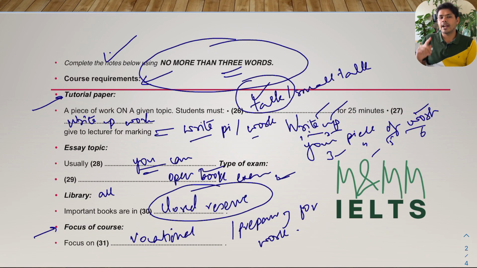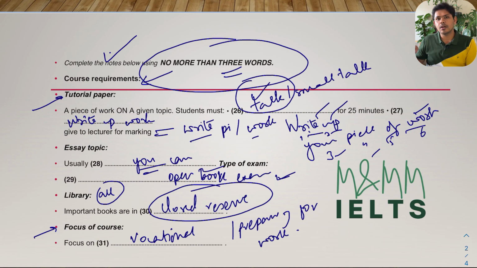Now comes the blank where I've seen a lot of students make errors, because they listen to something and immediately jump to the conclusion that this is the answer, and they write it down. What is it? Next, it says important books are in dash. A lot of students I have seen will write library as the answer. That is why while the audio was being played, I wrote "all" here, because the speaker said all the books are in library, all. But the question is, where are the important books? Important books are in closed reserve.